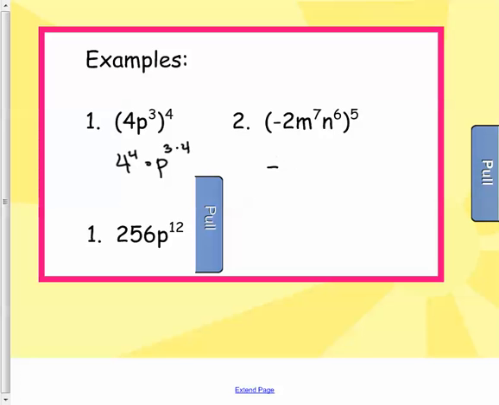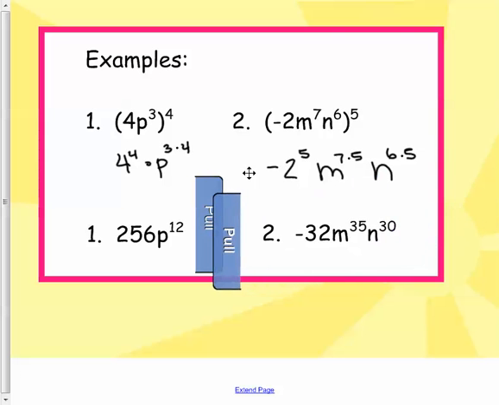Over here, we have to think about this as being our negative 2 to the 5th power, m to the 7th power times the 5th, n to the 6th times the 5th. So here we get a 2 to the 5th power, which is 32, but we're doing the opposite. That's what this symbol means. So it's a negative 32. Here we have m to the 7th times the 5th, which gives us 35, and 6 times 5, which gives us 30.